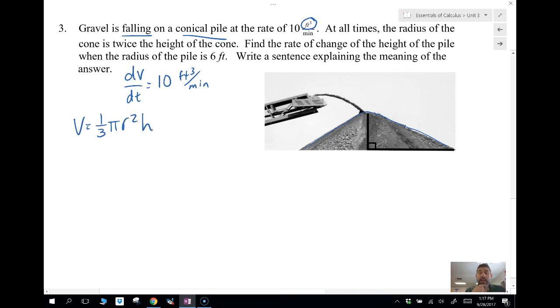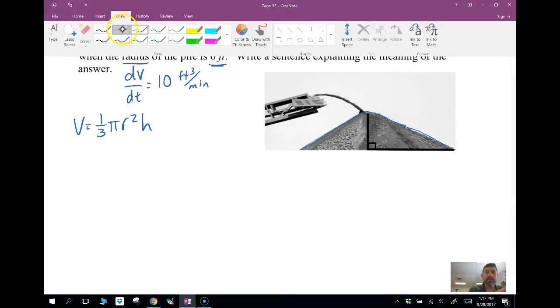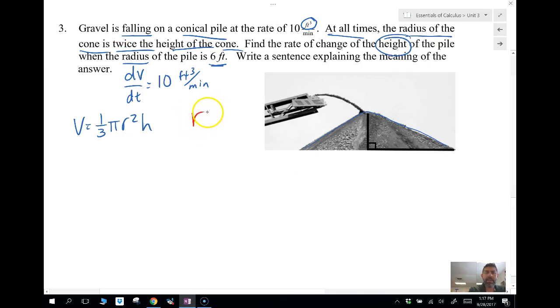Find the rate of change of the height of the pile when the radius is 6 feet. At all times, the radius of the cone is twice the height of the cone. So that gives me a different formula, and I think I'm going to put this in red so we can see what we're doing here. The radius is twice the height of the cone. So I think that's a substitution that we're going to need to make. Anytime it gives us an additional one, before we take a derivative, it's likely we're going to make this substitution in here.